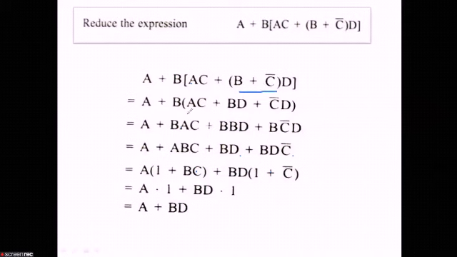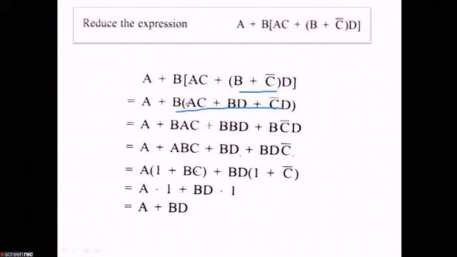After expanding, what we are getting is A plus B(AC plus BD), that is B into D plus C bar into D. This one, C bar D. Next is, this is the expression. Next, we are expanding this one. Again we are expanding this one.